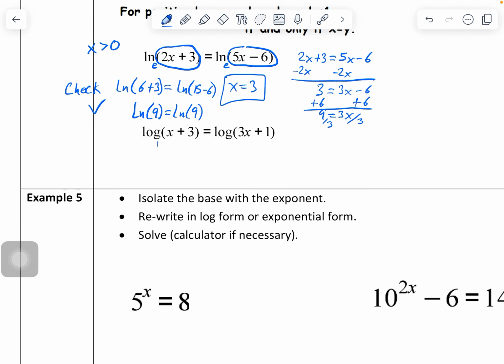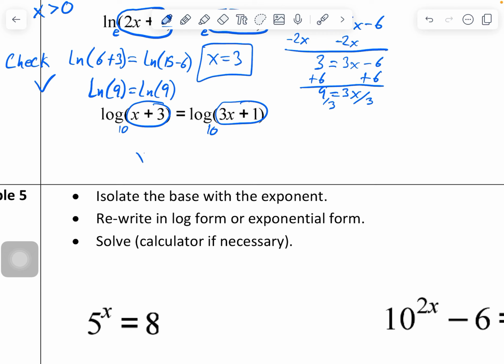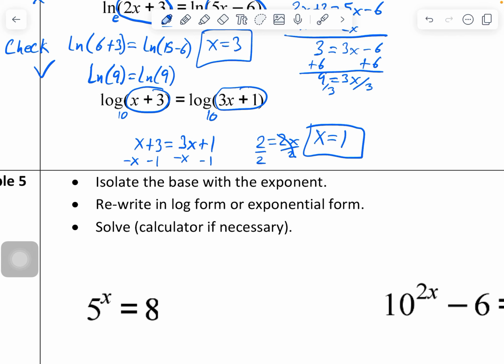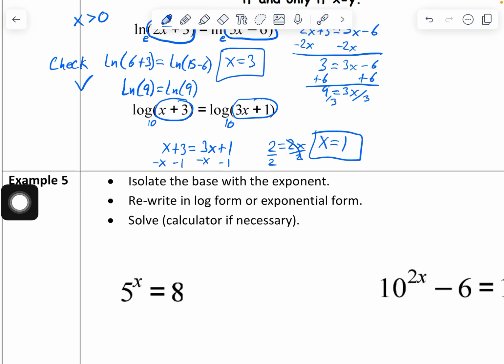Let's do the same thing here. We can assume that these are common logs. So now we're allowed to set the pieces next to the log equal to each other. X plus 3 equals 3x plus 1. I'm going to subtract x. I'm going to subtract 1. We get 2 equals 2x, divide by 2, and we get x equals 1. And because we're adding with both of these, if we plug in 1, you'd get 1 plus 3, which is 4, and then you'd get 3 plus 1, which is also 4. So we can assume that that is correct.